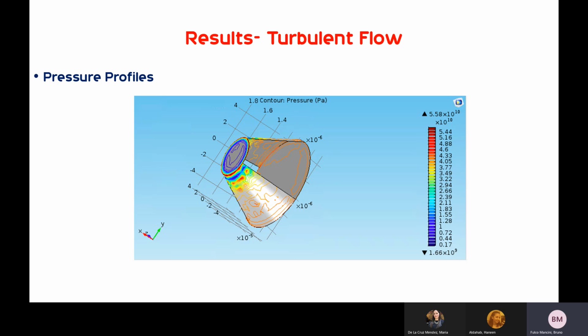Here, the pressure profile for turbulent flow, we also see that the pressure is always higher in the inlet. So we have orange here, and orange, as you see, is a higher pressure. So we have a higher pressure represented on the inlet and lower pressure, such as purple, on the outlet of the truncated cone.